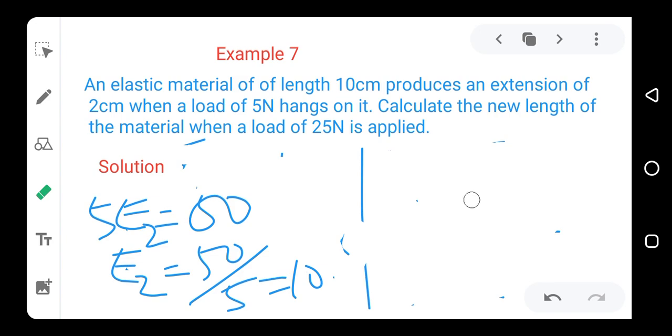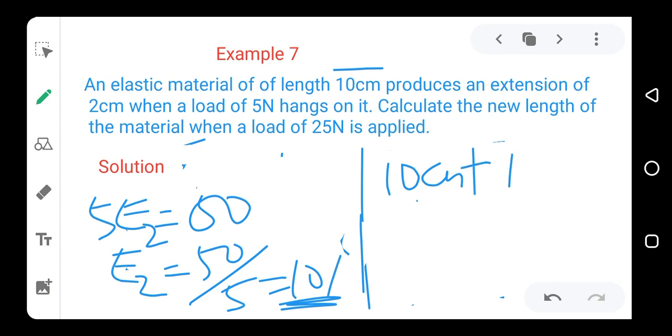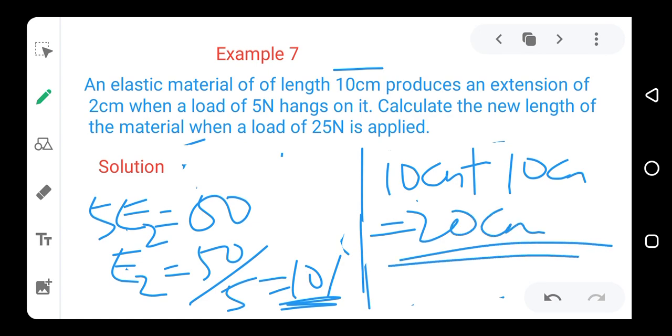The new length is going to be the extension produced. This one alone is the extension produced when a load of 25 Newton is applied to the material. So the length itself is going to be the extension produced plus the original length of the material, which is 10 cm, plus the extension we have, 10 plus 10 cm. So everything now is equal to 20 cm. So the extended length of the material when a load of 25 Newton is applied to it is 20 cm.